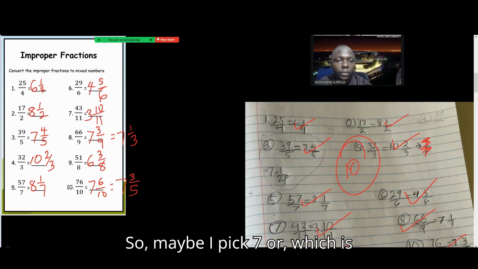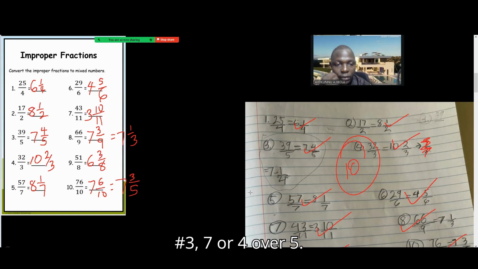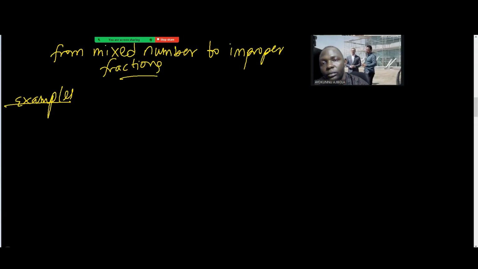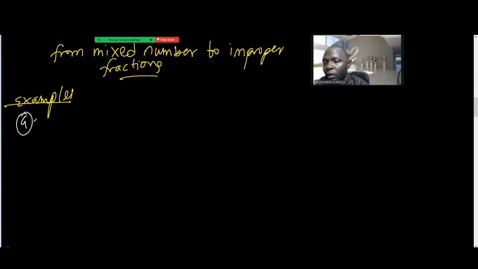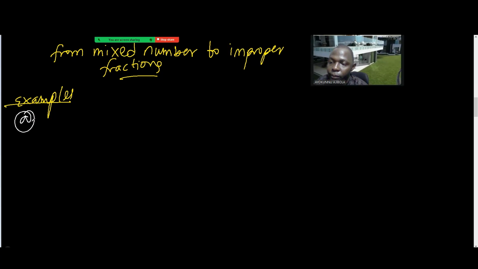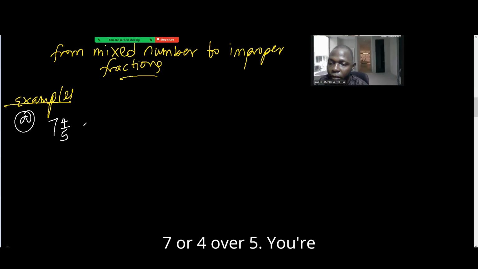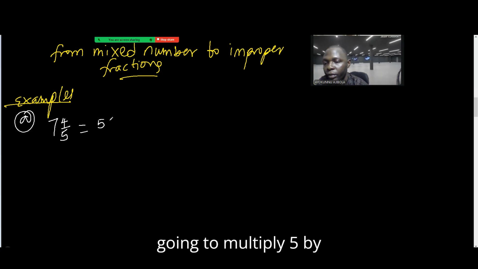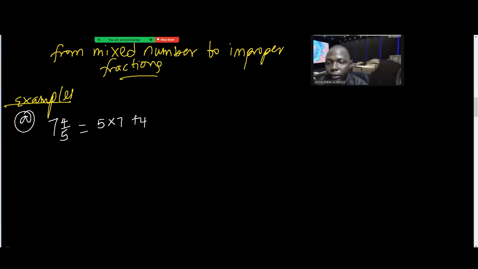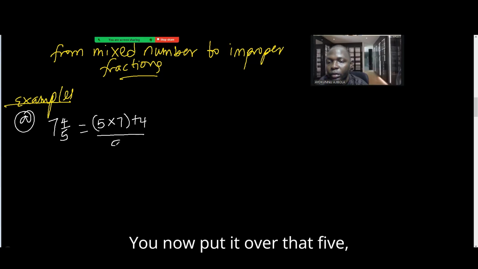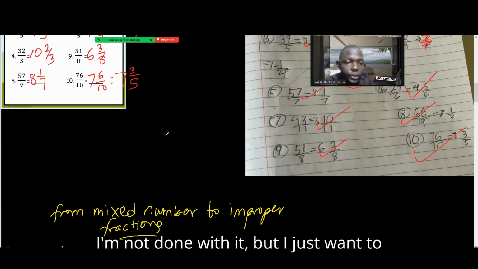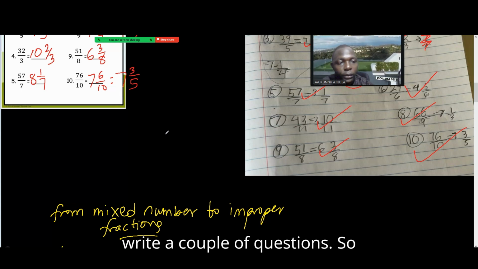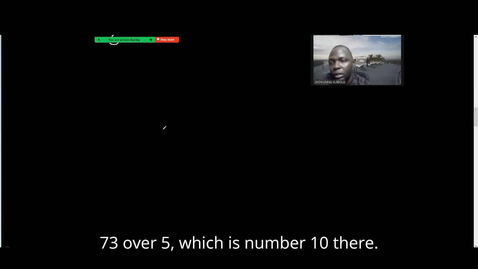Okay. So maybe I pick 7, which is number 3, 7 and 4 over 5. So are you there? The first example, 7 and 4 over 5. You're going to multiply 5 by 7, then you add 4. You now put it over that 5, okay? So 7 and 3 over 5, which is number 10 there.